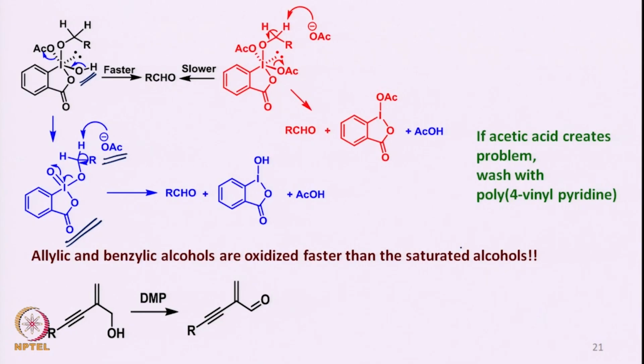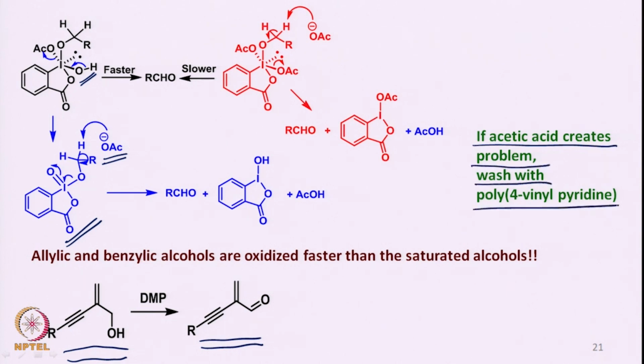And allylic and benzylic alcohols are oxidized faster than the saturated alcohols. Of course, you can have many such types of alcohols that can be oxidized to the corresponding aldehydes, which are very sensitive, with the triple bond and the double bond in conjugation. If acetic acid happens to be a problem, then one can wash the reaction medium with poly-4-vinyl pyridine, and that allows easy workup, and there should not be any problem in the reaction medium.